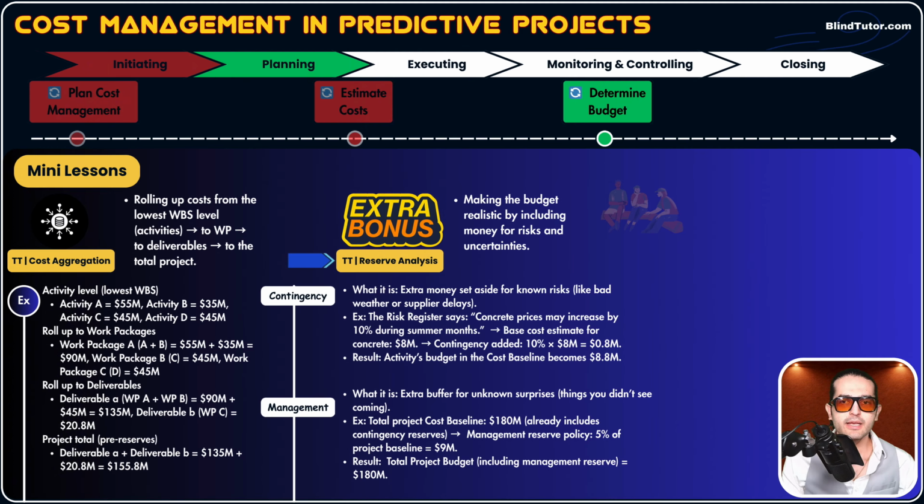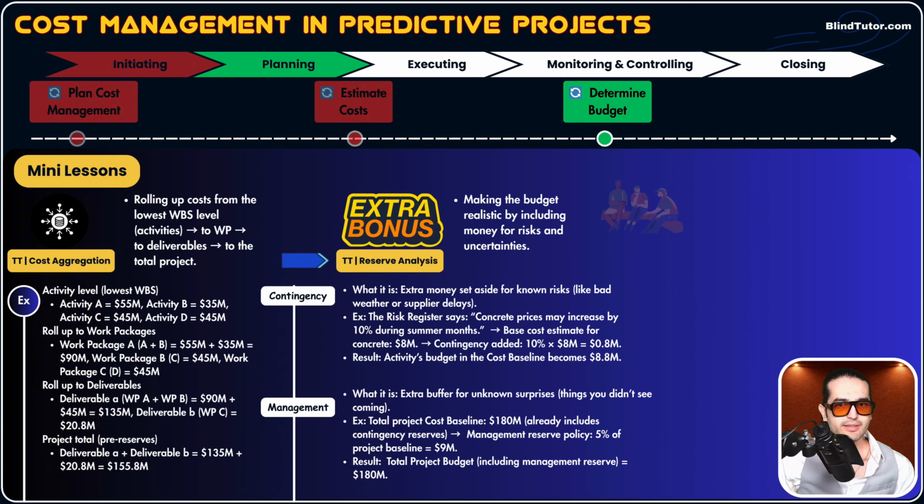For example, guys, the risk register says concrete prices may increase by 10% during summer month, okay? Our base cost estimate without any contingency, without any reserve for concrete activities is 8 million. Now, we consider this risk. This risk is related to concrete, okay? We consider this risk and we add contingency reserve like 10% of $8 million, which will be 800K, okay?